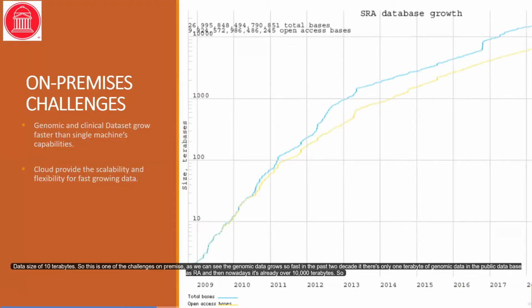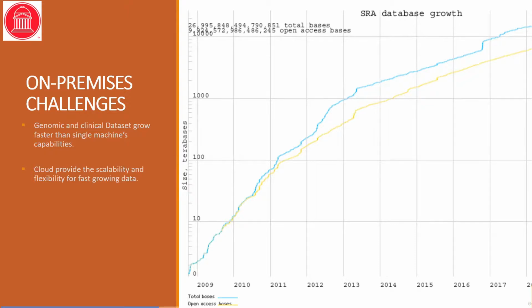As we can see, the genomic data grows so fast in the past decade. There was only 1 terabyte of genomic data in the public database SRA, and nowadays it's already over 10,000 terabytes. So you can see the data grows so fast that it outgrows the single machine's capability very quickly.